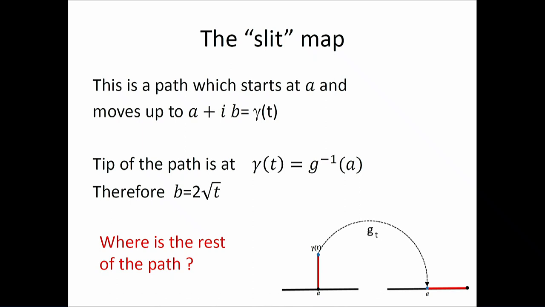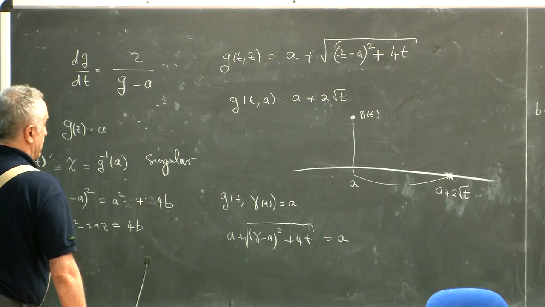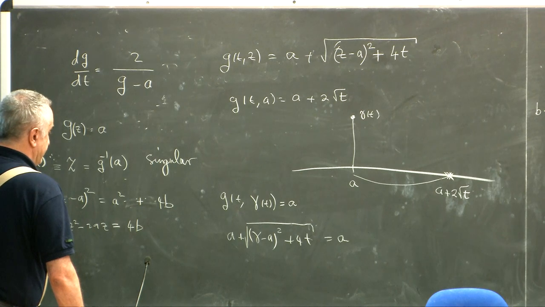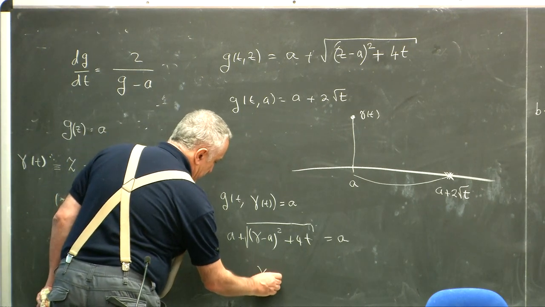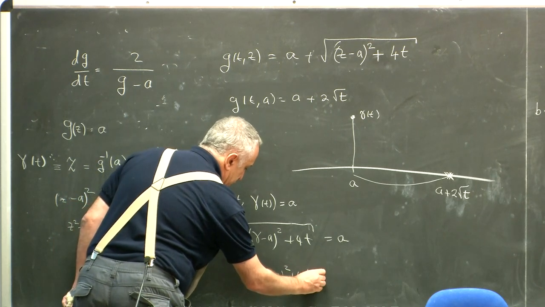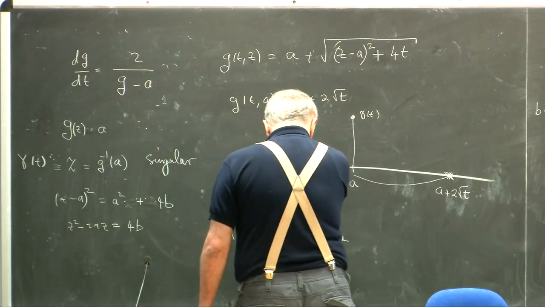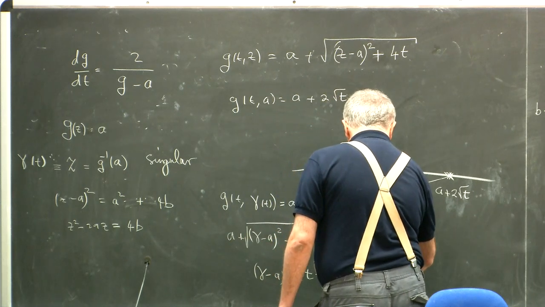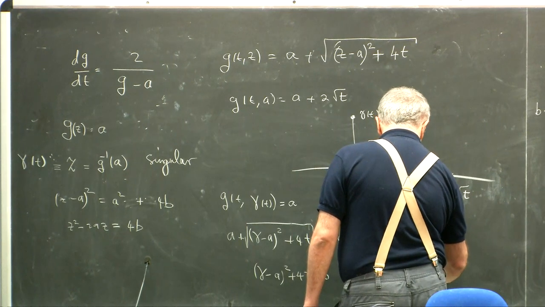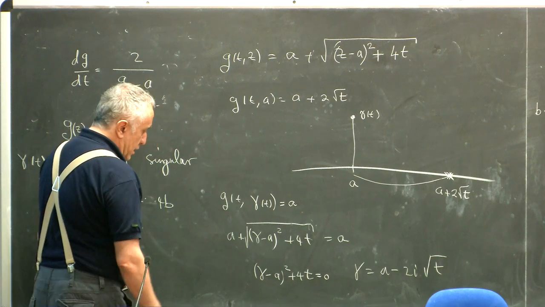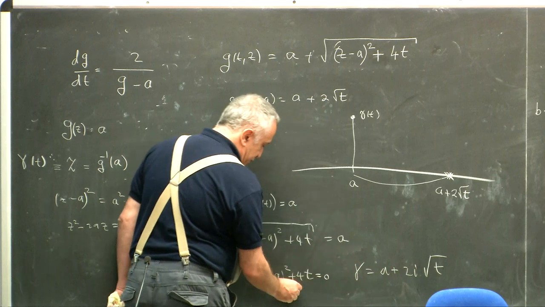So if I put in there, I must have A plus square root of gamma minus A squared plus 4T. So it means that gamma minus A squared plus 4T is equal to 0. So I get gamma equal to A plus twice i root T. But to get this answer, I have to choose the negative root, not the positive root.